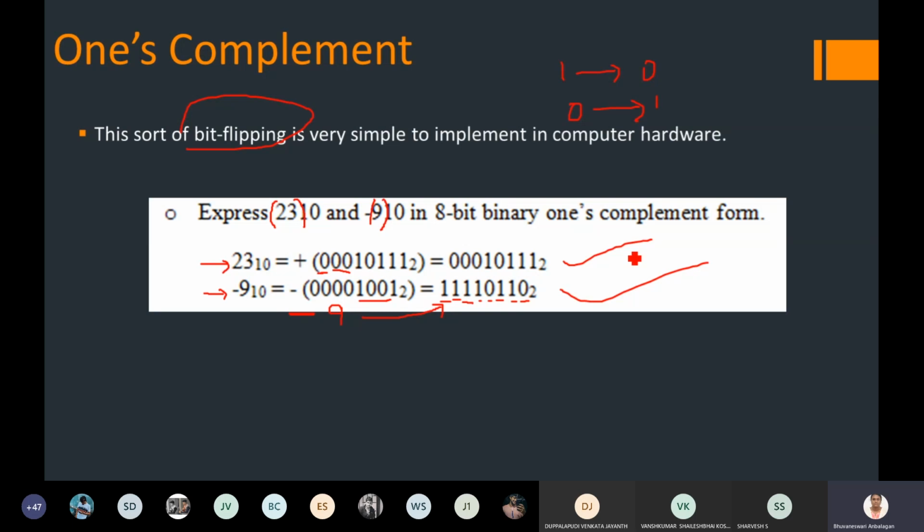For a positive number, please don't flip the bits, but for negative numbers, you are supposed to flip the bits. The sign bit is going to represent whether it is a positive number or a negative number. But see here, it is going to be 0, so that means it is plus 23.